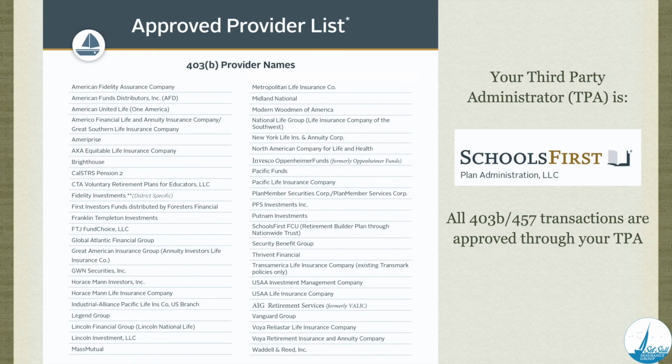You actually have about 40 different options available to you through your district under your plan administrator, or TPA. For most districts that I work with, the TPA is Schools First Federal Credit Union. If you aren't sure what your TPA is, you can call your district payroll department and they should be able to easily tell you. So all of these options are available to you.